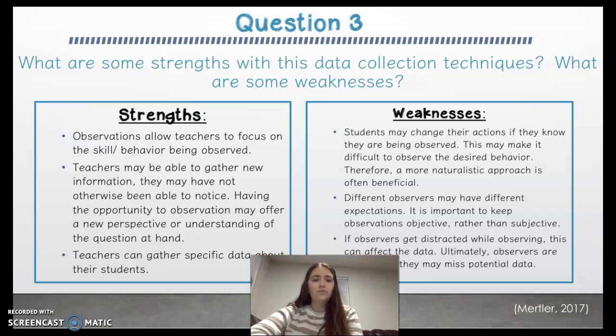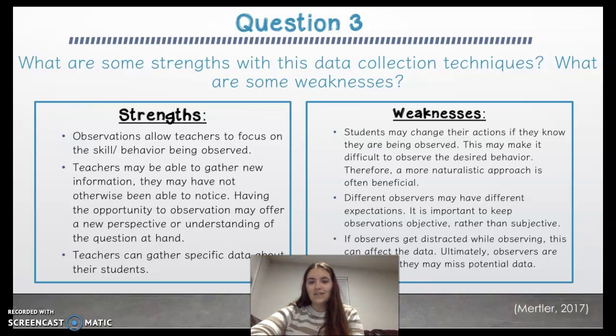And teachers may be able to gather new information that they might not have otherwise noticed because they're having the opportunity to step back and look in their classroom from a new perspective. And that's important, allowing teachers to gather that specific data about their students. And when you're seeing students act a certain way or having a reaction or their interactions in a group, it really allows you to be intentional moving forward about how you're going to implement a change in your classroom by using the data.